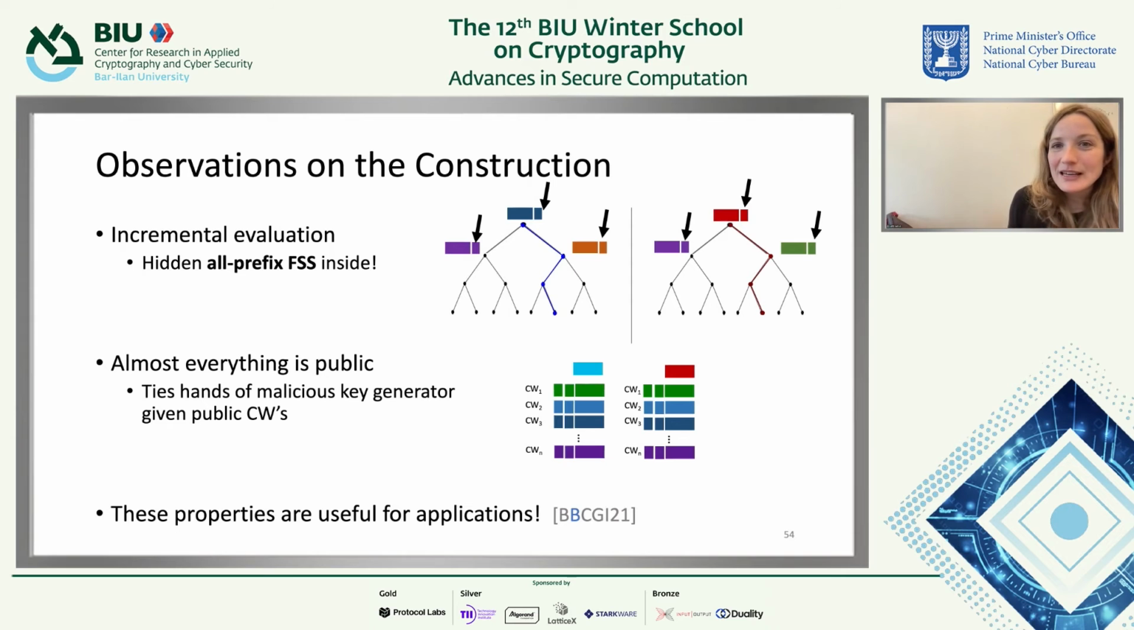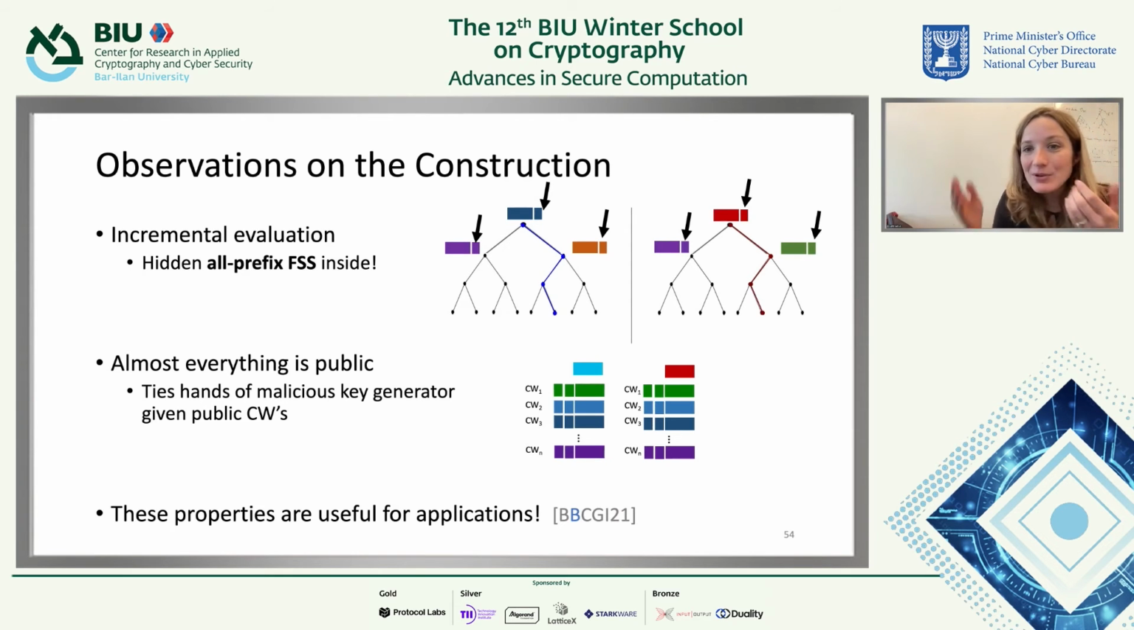So for example, without getting much further into it, the fact that when you're generating these keys, almost everything is the same across, and you can post it as public, means that if I'm cheating, the only thing I can cheat about is my share, which is just this one seed, and that really ties the hands of a cheating party.